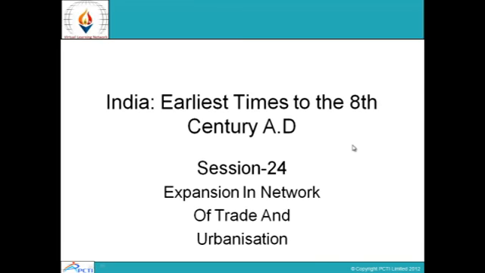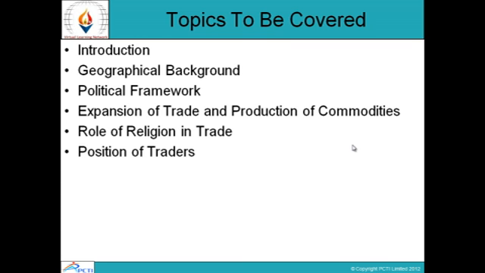This is session number 24 of the subject India: Earliest Times to the 8th Century AD, and the chapter is Expansion and Network of Trade and Urbanization. Topics to be covered are Introduction, Geographical Background, Political Framework, Expansion of Trade and Production of Commodities, Role of Religion in Trade, and Position of Traders.